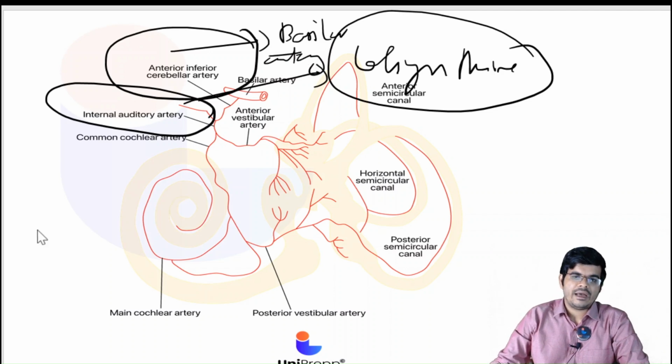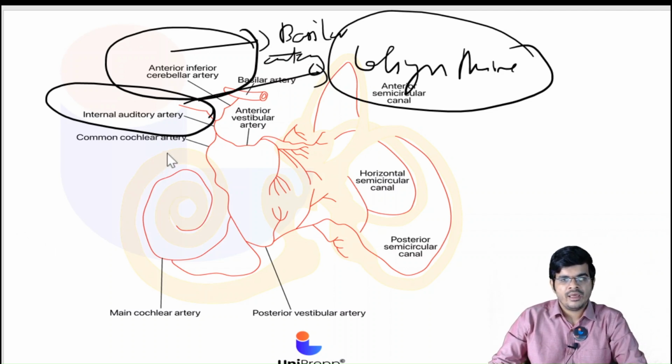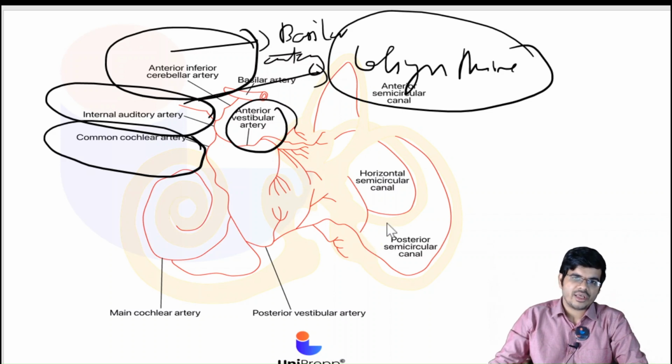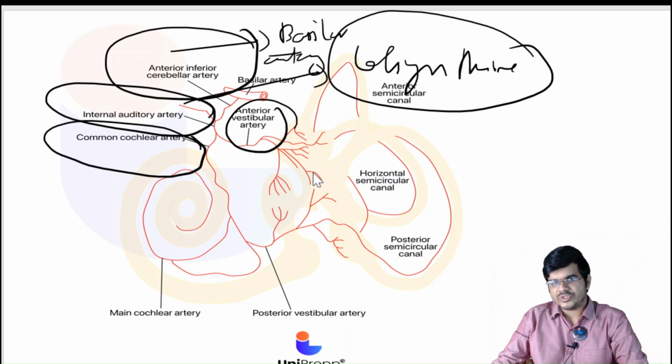Okay, AICA is a branch of basilar artery, and this internal auditory artery further divides into common cochlear artery and anterior vestibular artery, and they go on to supply the cochlea as well as the semicircular canals.